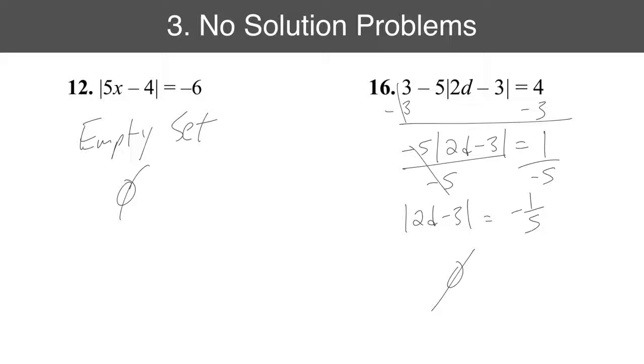So in conclusion, anytime you have an absolute value equal to a negative number, it's an empty set. You can't work it. It's impossible because absolute values need to be positive. So that is no solution problems. Next up, we'll look at one solution problems.